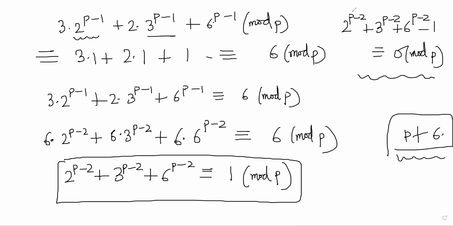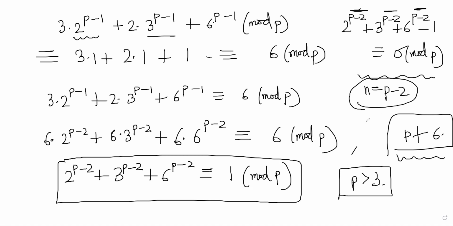So we have found our value of n, right? Our n value is simply p minus 2, where p was a prime bigger than 3. You can take n as p minus 2 and you're getting 2^n + 3^n + 6^n minus 1 is 0 mod p, right? So that completes our proof.